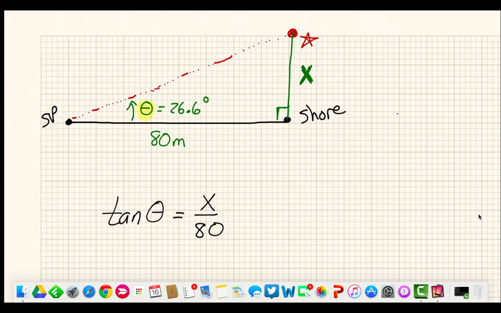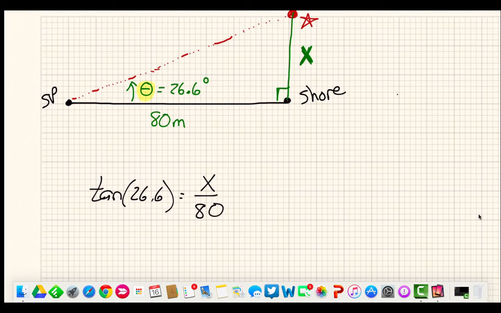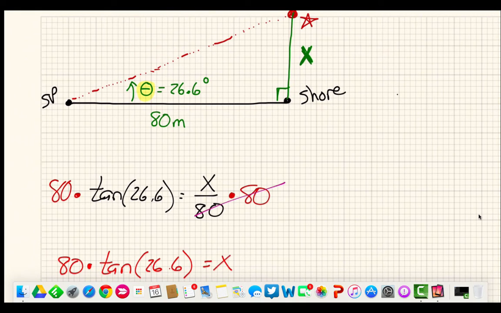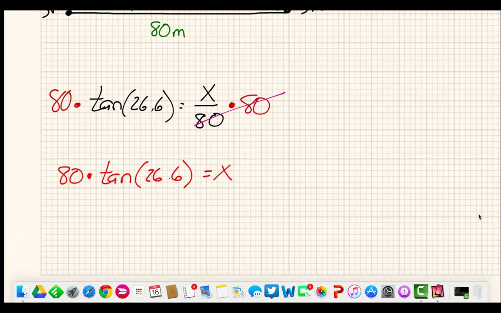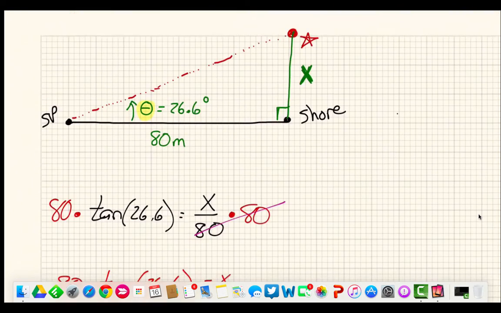Now, I want to go ahead and replace that theta with 26.6. So the tangent of 26.6 is going to equal this. To get that x by itself, I'm going to need to multiply both sides by 80. And what I'm going to see happen is the 80s on the right are going to cancel out. And so I'm literally left with 80 times the tangent of 26.6 degrees equals x. Now, the tangent of 26.6 is actually 1/2. So 80 times 1/2 equals 40. So the distance the boat travels down the shore is going to be 40 meters.